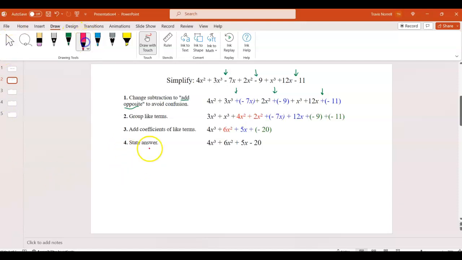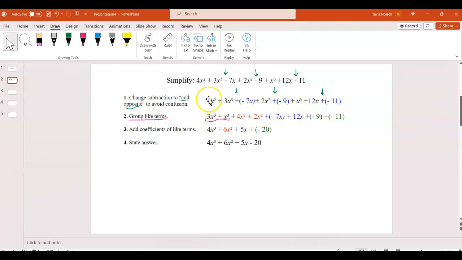Our second step is we're going to group like terms together. So you'll notice here that we grouped the x cubed terms together. And in doing so, we just moved them here. So we had 3x cubed and 1x cubed. So we just move that together. Notice that's a positive 3x cubed and a positive 1x cubed. So we take the sign in front of the number when we move them together.